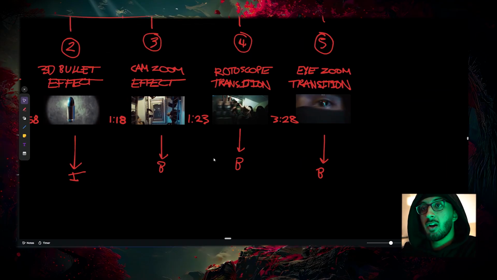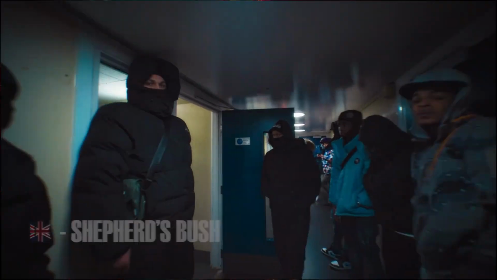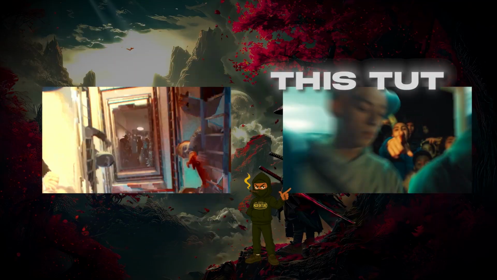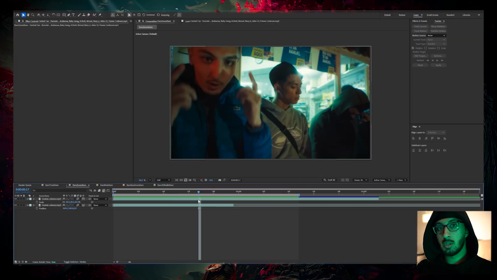Now the camera zoom effect we see when transitioning to Central Cee's part at 1 minute 18. Honestly, it's a crazy effect. I love my zoom transitions, as you guys know, so I'm going to show you guys exactly how to do it this way.